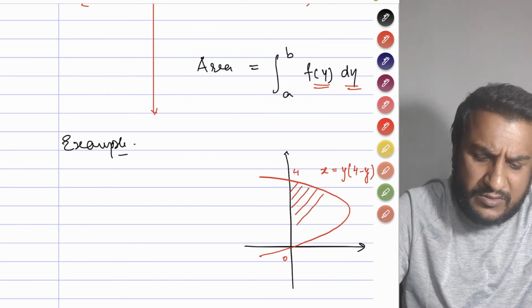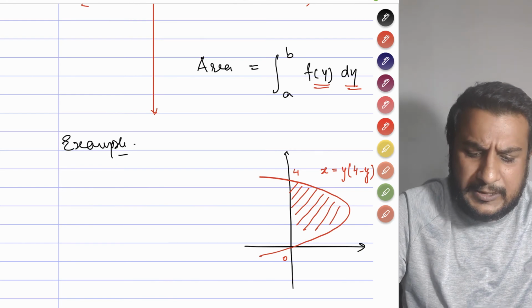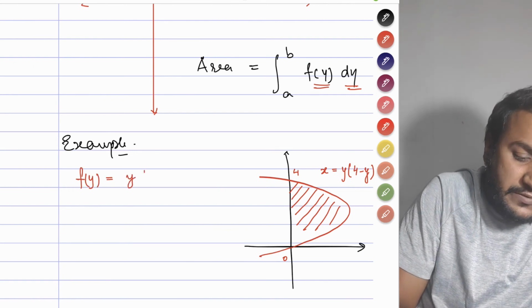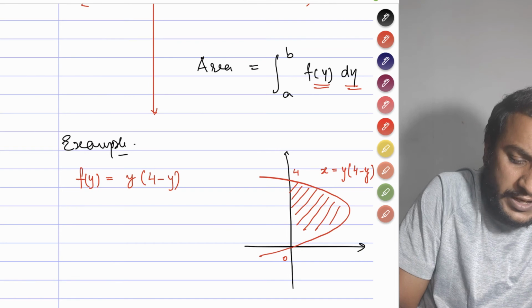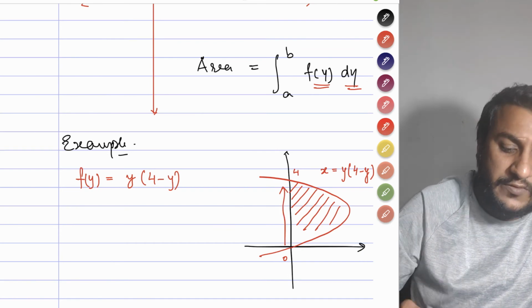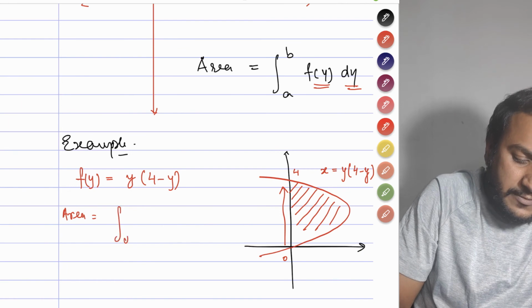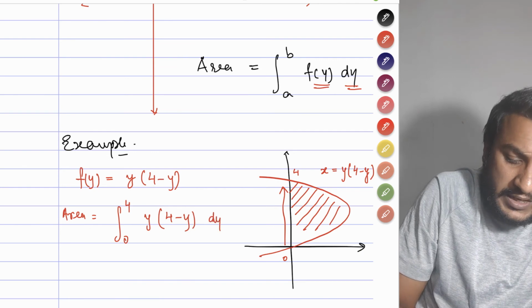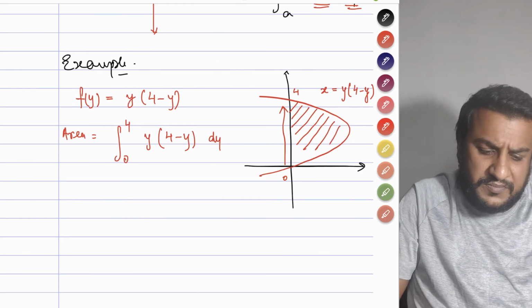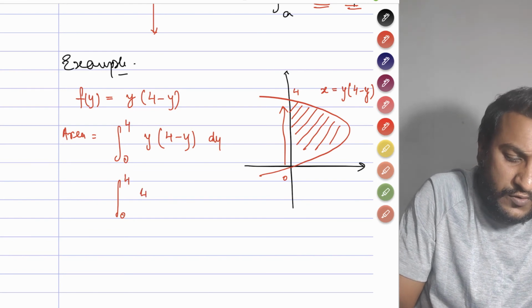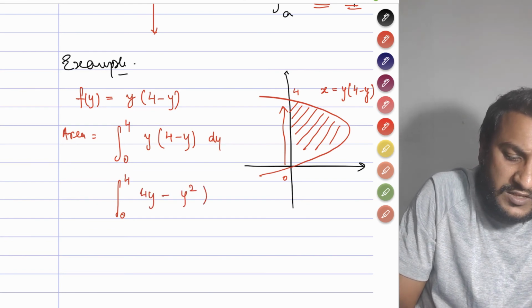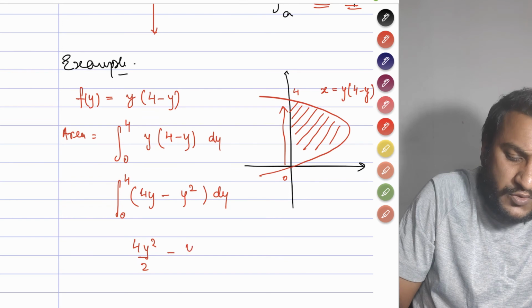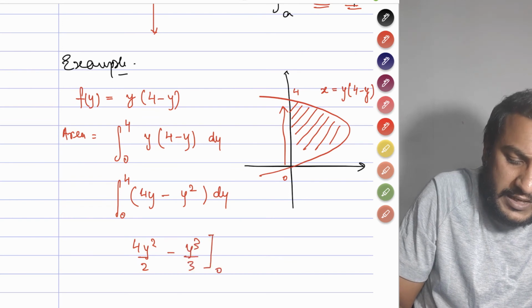Simple, we are supposed to calculate this area between 0 to 4. This is my function. If you look at this function, this is basically f(y), which is given to me as y times (4 minus y), and I am supposed to calculate the area between 0 to 4. So I can write the area as the integration from 0 to 4 of y(4 minus y) dy. Now if I simplify this, 0 to 4, 4 into y is 4y minus y square. Now if I integrate this, 4y square by 2 minus y cube by 3, and your limits are 0 to 4.